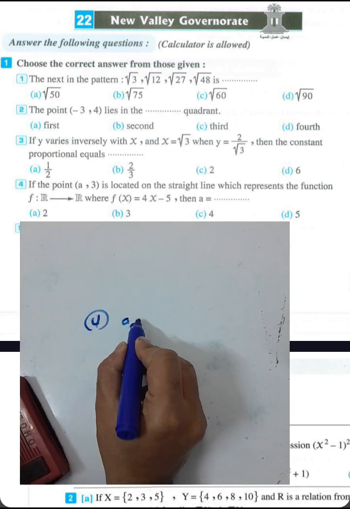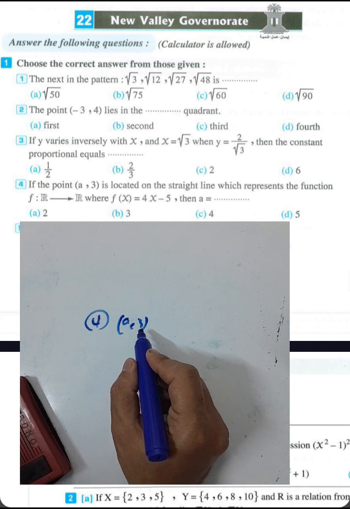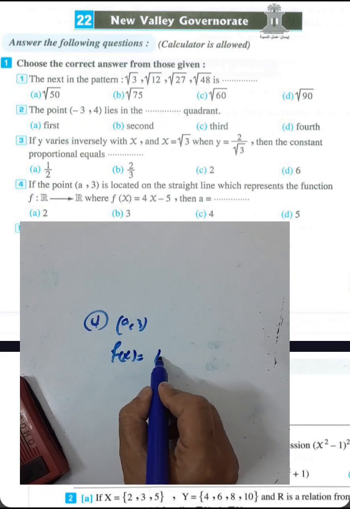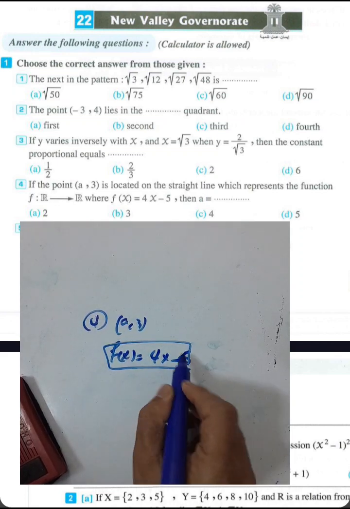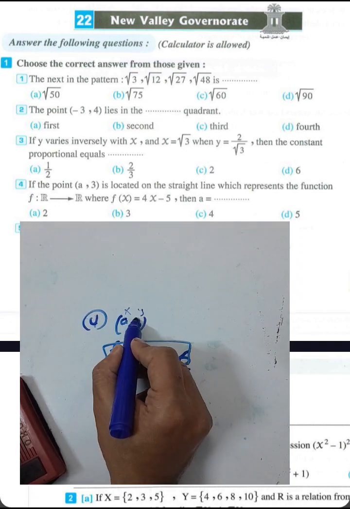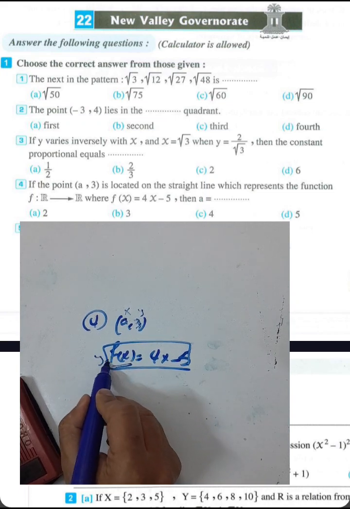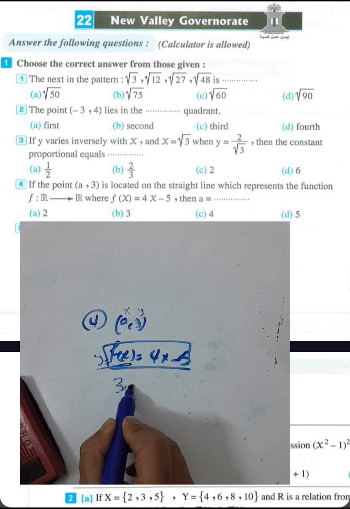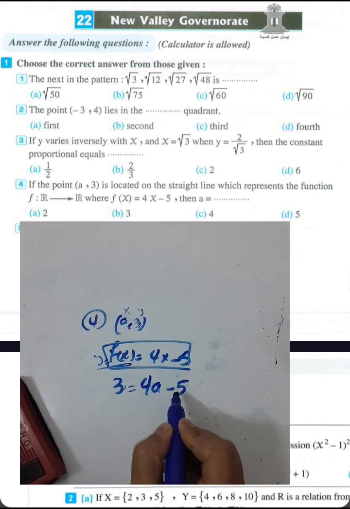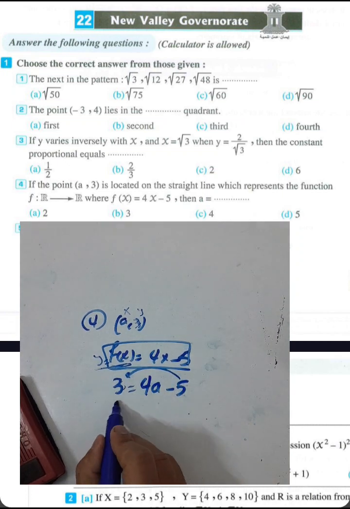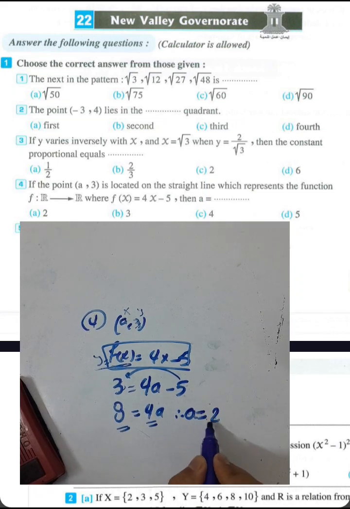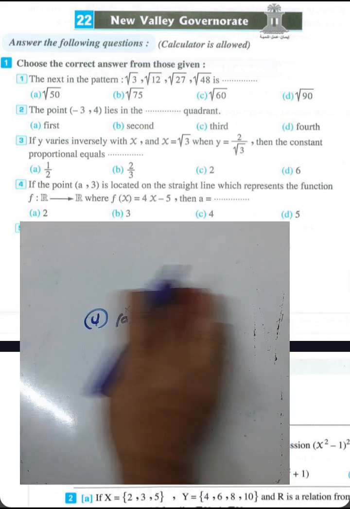Question number 4. The point (a, 3) is located on the straight line which represents the function f from R to R, where f of x equals 4x minus 5. This point satisfies this function. Then put x equal a and y equal 3. Y here is f of x, which we call the image y. 3 equals 4 times a minus 5. You can move negative 5 here: 5 plus 3 equals 8. 8 equals 4a, then a equals 8 divided by 4. The value of a here is equal to 2.